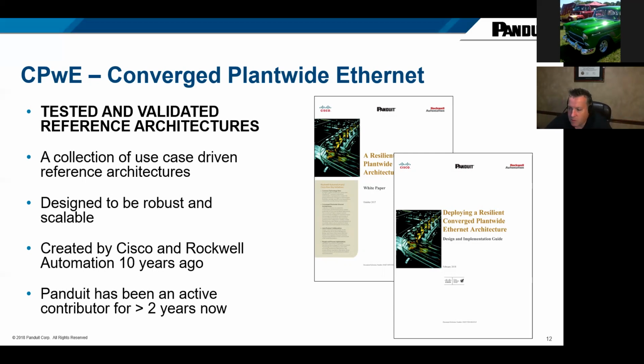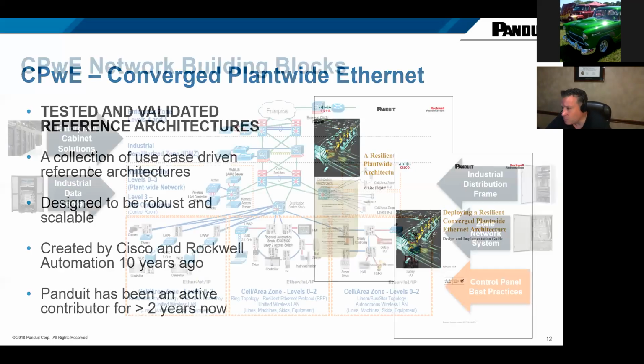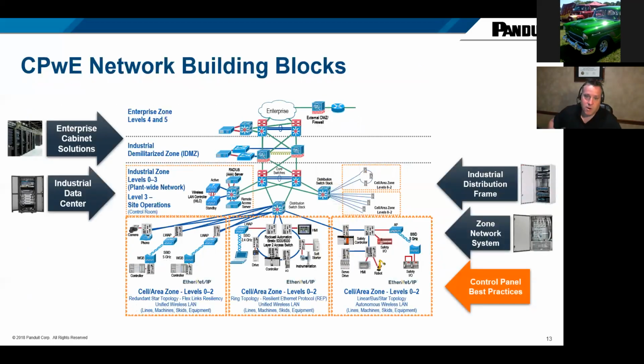They took the best practices that they had been implementing in the field and combined it into one architecture. In our partnership with Rockwell and Cisco, I've been doing CPWE presentations since about 2010, so we've always been aligned to this. But finally, a little over 2 years ago, we were able to put a supplemental section to it that focuses on the physical layer. So the CPWE was very much logical in nature for most of its life, but now it has physical layer components as well.